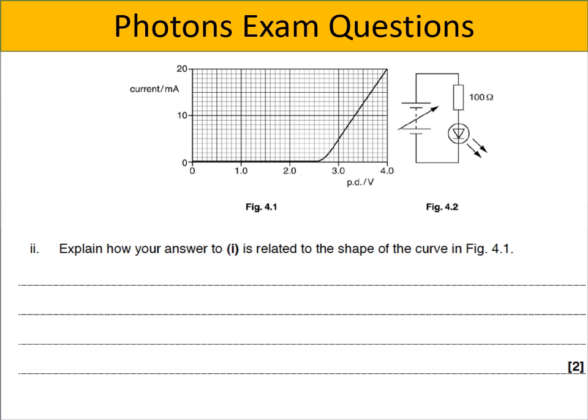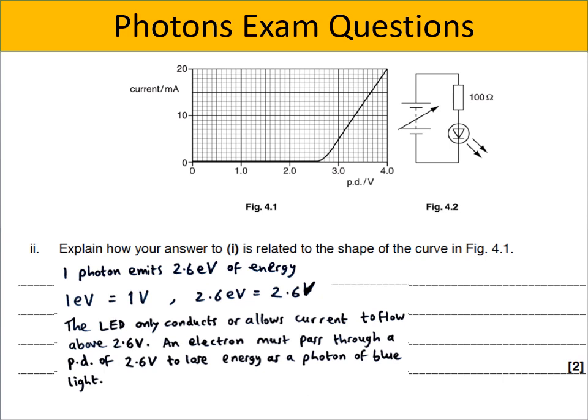Part 2 of question 26 says, explain how your answer to part 1 is related to the shape of the curve in figure 1. So we have to relate it to that particular figure. One photon, we know, carries 2.6 electron volts of energy. 1 electron volt is 1 volt, so 2.6 electron volts is 2.6 volts.